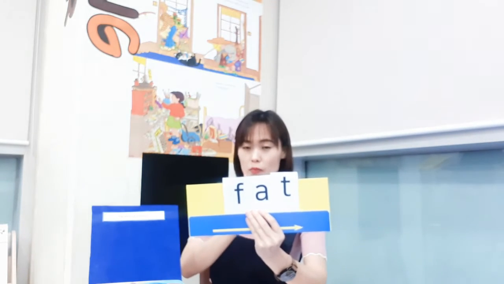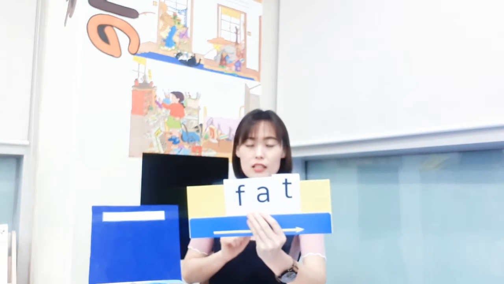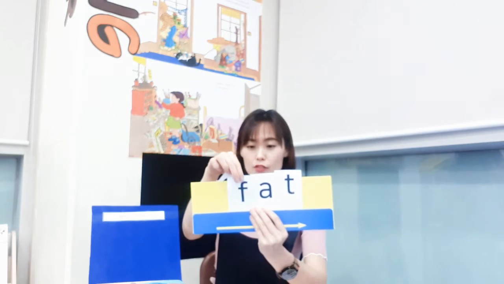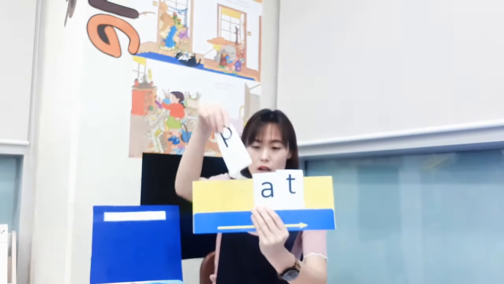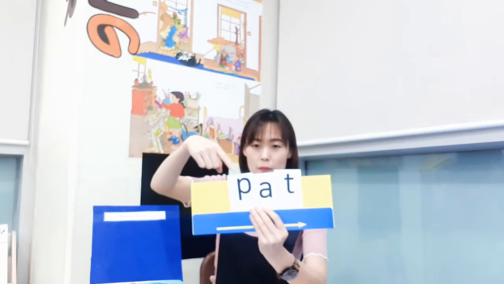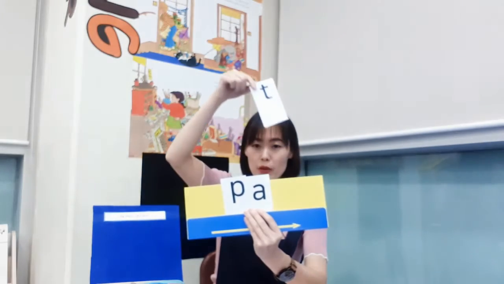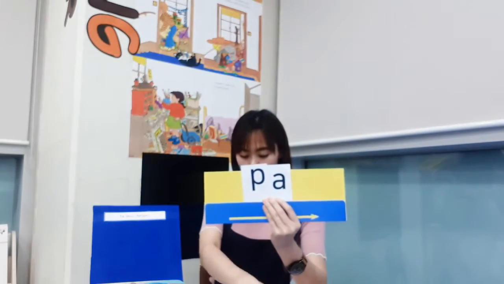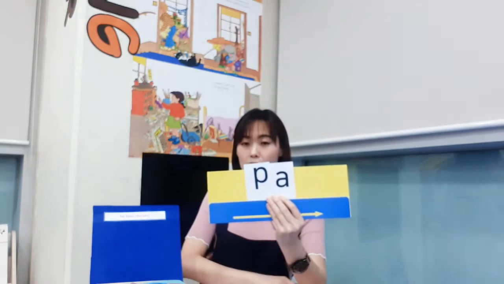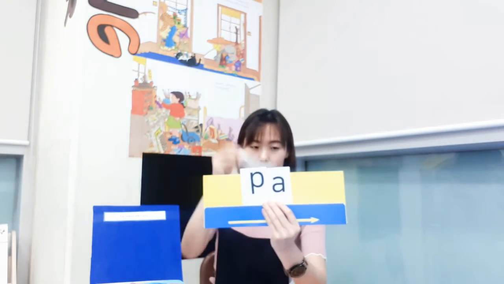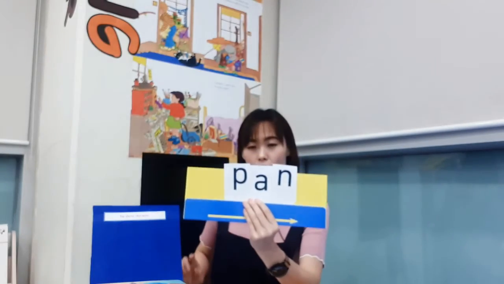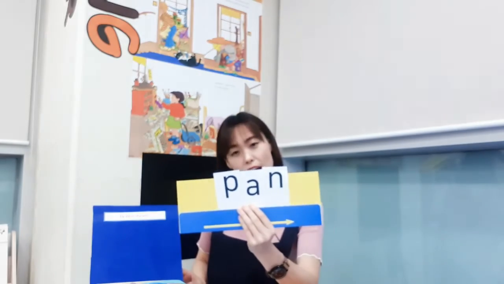Now I want you to make pan. How do you make pan? It's not f, it's p, right? What letter makes p sound? Great. So we have to change F to P, pet. But we don't need T anymore, right? Because we want to make pan. So we need letter N, right? Okay, pan. So five fat sausages frying in a pan.